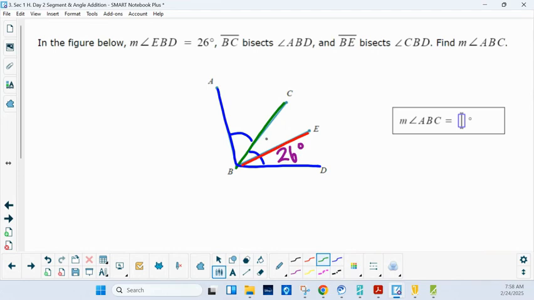Yeah, CBE has to also be 26 if BE bisects. Good. Okay. And what are we even finding? Oh, we're finding the measure of angle ABC. So this guy right here. How can we find him? Yeah, it's the same size as these two together. Yes, 26 and 26 is how much? 52 degrees. Good. Any questions on that one? Everybody feel good about it? Okay. Bisecting, it's going to cut it right in half, making 2 equal pieces.